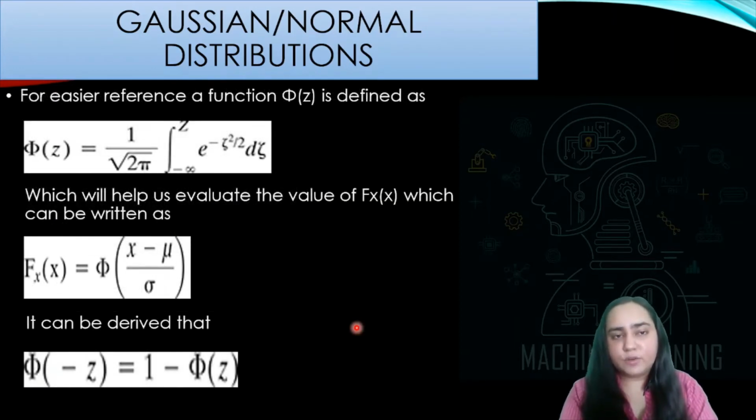And for easier reference, you can also add a function phi of z, and you can use phi of z and add this whole thing as phi of z. And then if you put that inside, you can evaluate F_X(x), and you'll get this very simple formula that's very easy to remember, which is F_X(x) is equal to phi of (x - mu) upon sigma, and you can derive that phi of -z is equal to 1 minus phi of z.